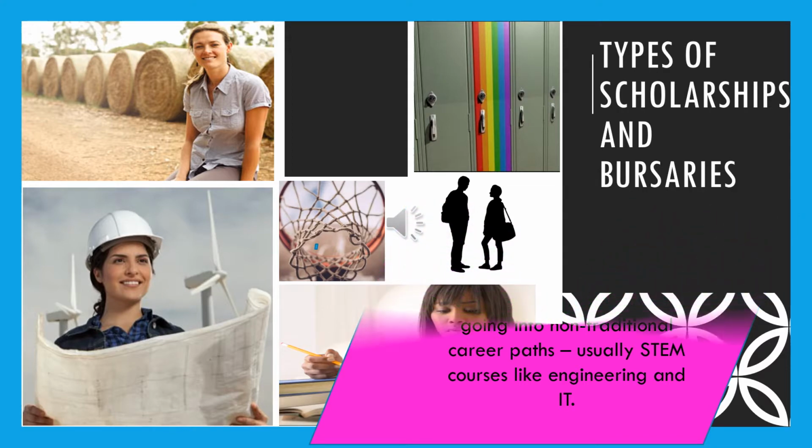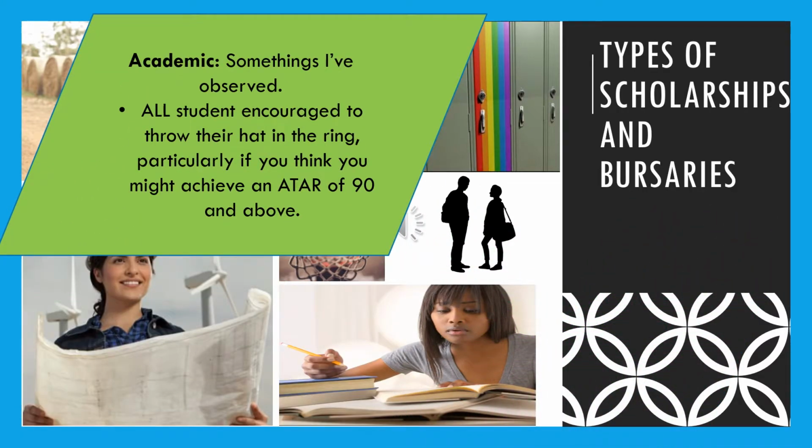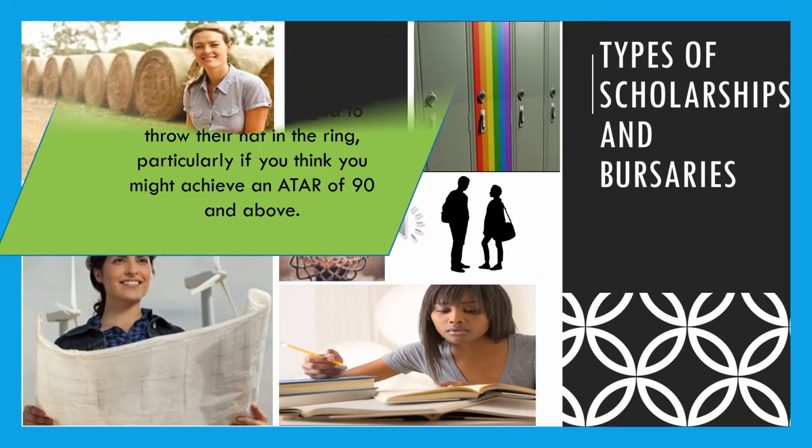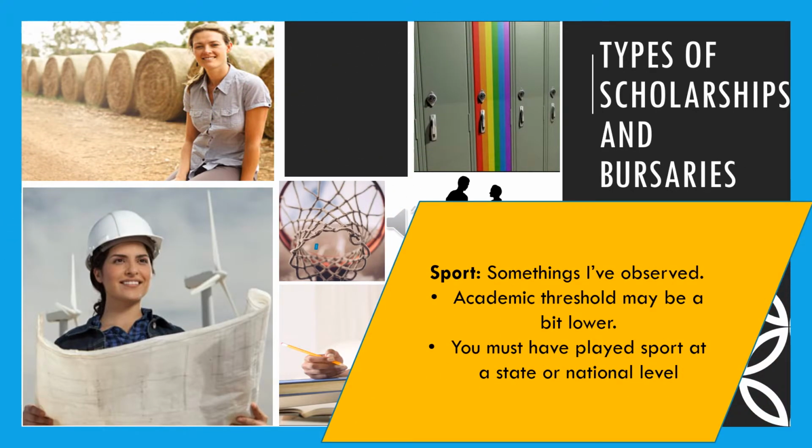Also, if you are an academically inclined student, you're receiving excellent results. Generally, if you're thinking that you might achieve an ATAR of 90 or above, certainly start looking at those scholarship applications for academic achievement. And if you're particularly good at sport, some universities put a lot of emphasis on sport. So although the academic threshold isn't as high as for a purely academic scholarship, it's a mix of your academic results and your sporting achievements. Usually, if you're playing a sport or participating in a sport at a state or national level, certainly consider applying for a scholarship there as well.